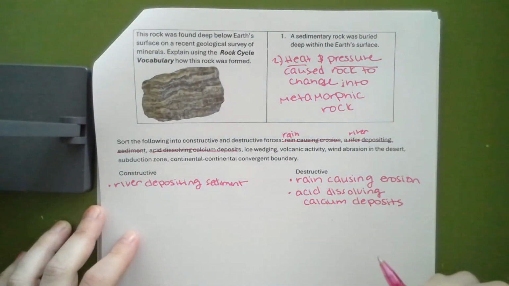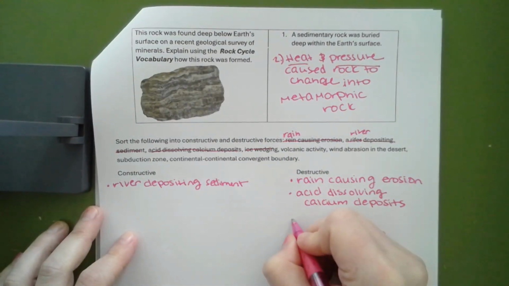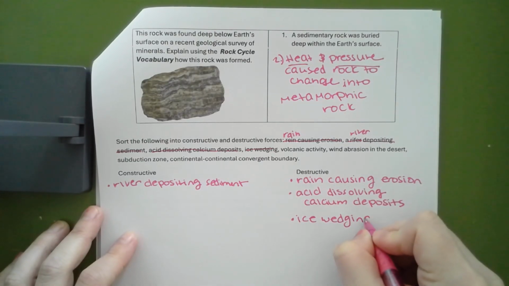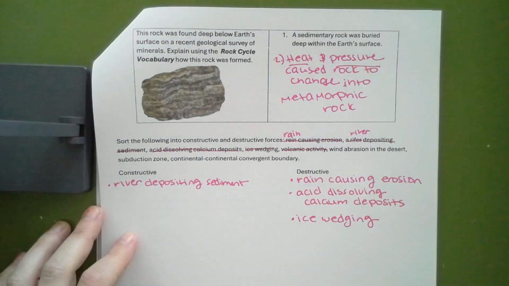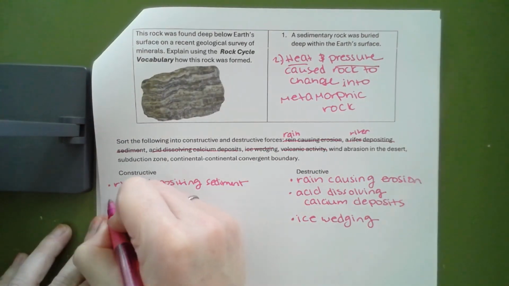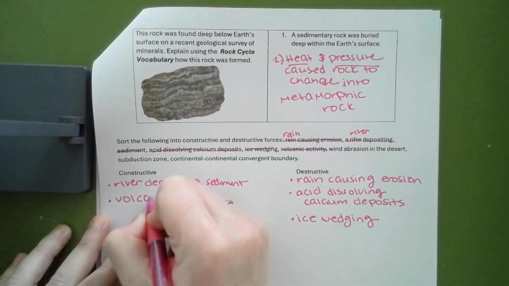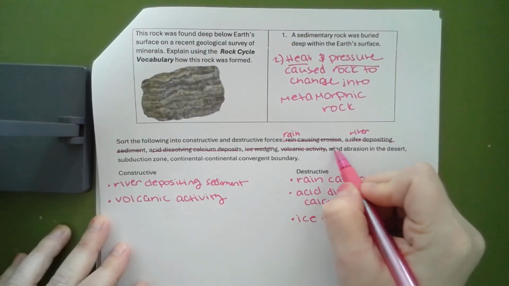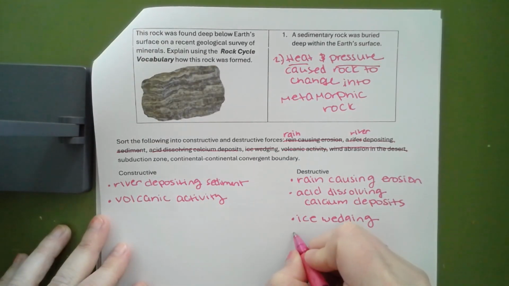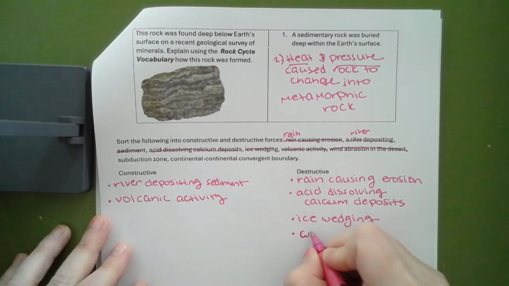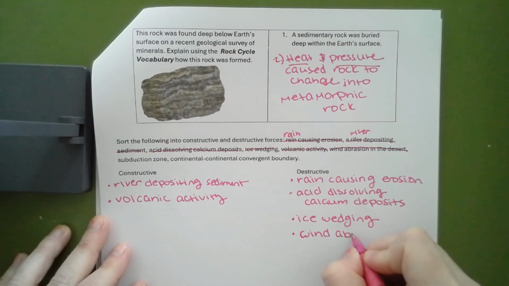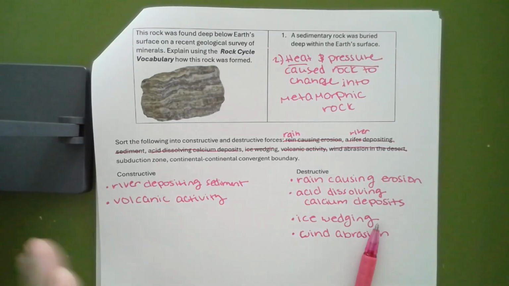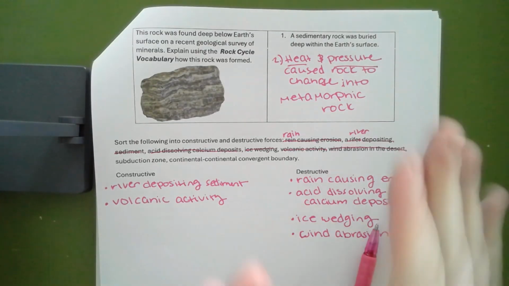Ice wedging. Destructive. Volcanic activity. Constructive. Yeah, because it's building up, right? Wind abrasion in the desert. Destructive. It is destructive. What's abrasion mean again? Yeah, it's scraping, right? So the wind is literally scraping pieces of the rock off.